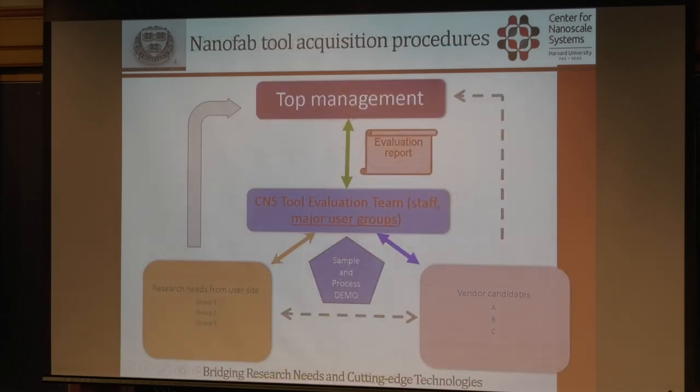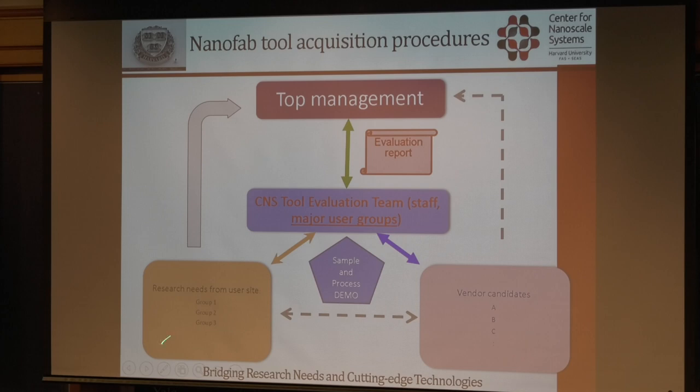Well, another question that Yong asked this morning: what's the procedure for acquisition? Here is our typical procedure for most equipment acquisition. The key point is that we try to certify not only one user, but multiple users, okay? The second is that the tool should bring new capability for new research, right?